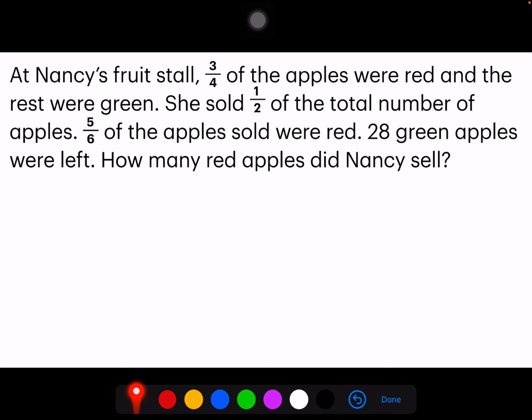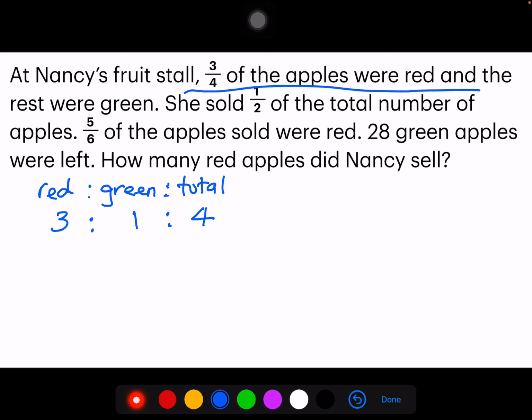Okay, next, we can also tackle the question using ratio. So let's take a look. For red apples, it's to green and it's to total. I have 3 units for red, 1 unit for green, and total 4 units. So that's the first part of the sentence.